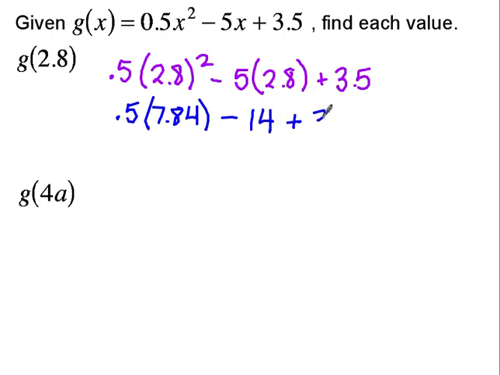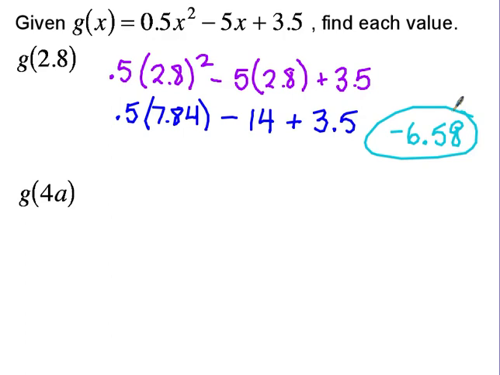14 plus 3.5. So now what I need you to do, what is 0.5 times 7.84? 3.92 minus 14 plus 3.5. 6 point what? 6.58. Okay, there you go, negative 6.58.